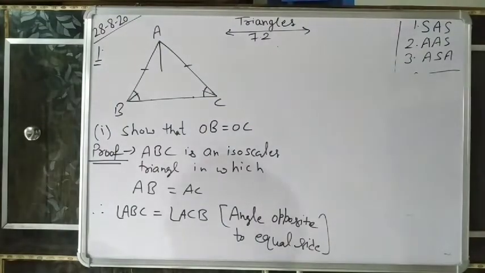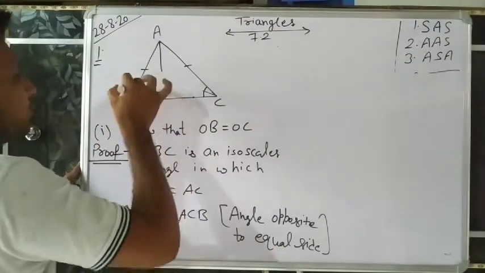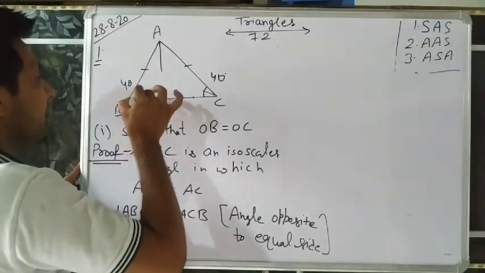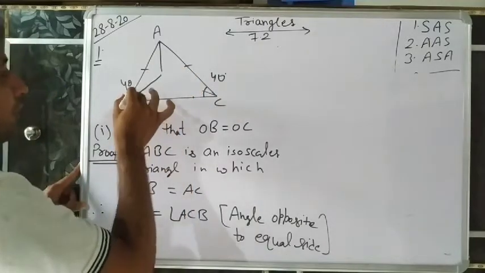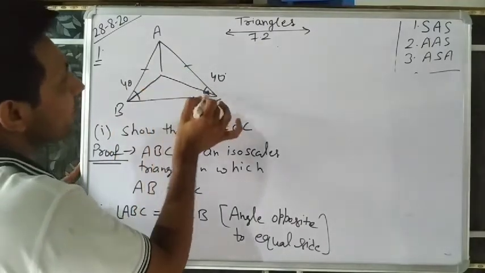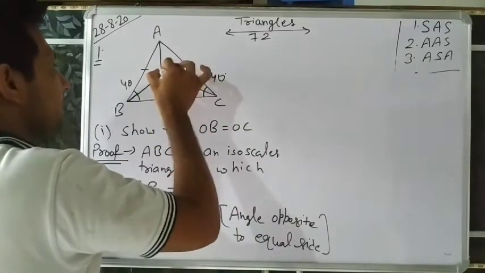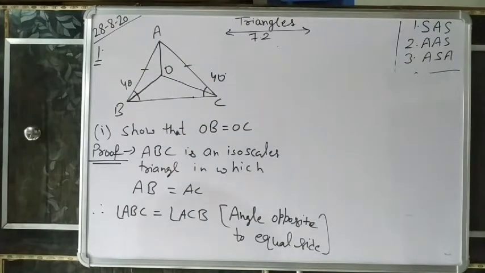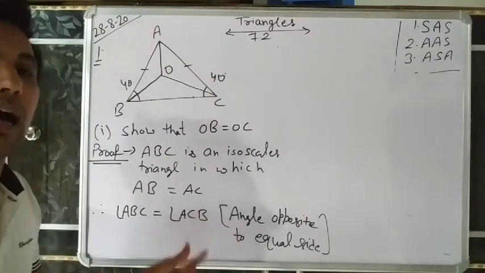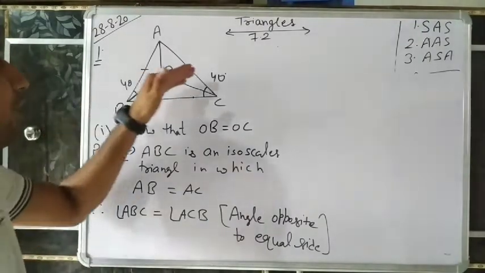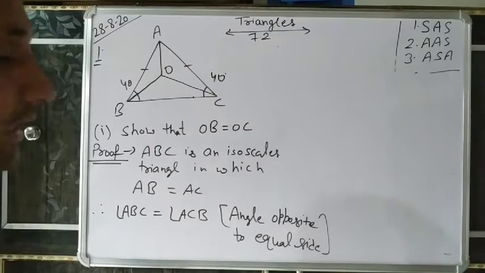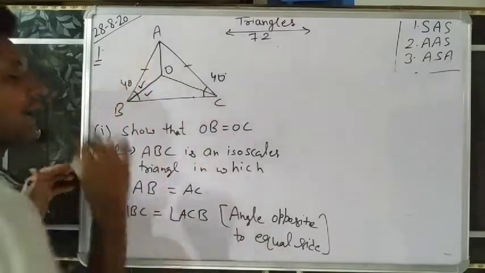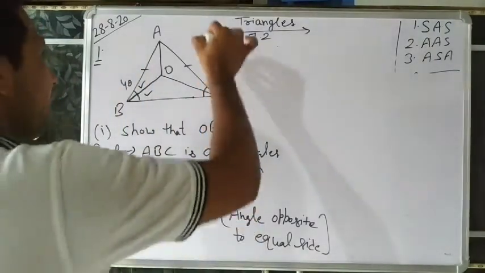And in the question the bisector is given. It is 40, it is also 40. And we know the angle bisector means divide into two equal parts. So 20, 20. Here it is also 20, 20. The bisectors meet each other at O. Do you understand? So angle ABC and ACB are equal. And if BO and OC are bisectors, it means this angle and this angle are equal.